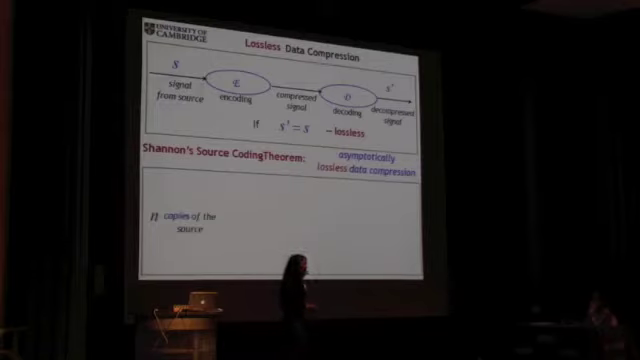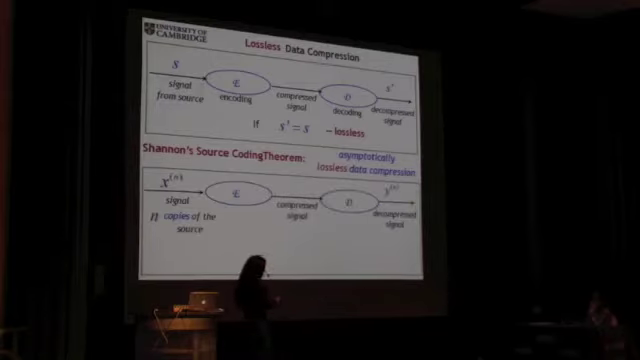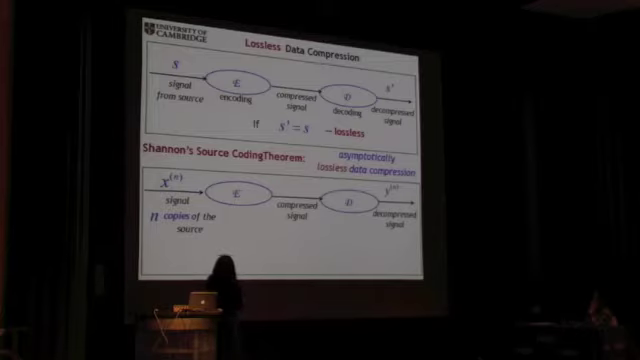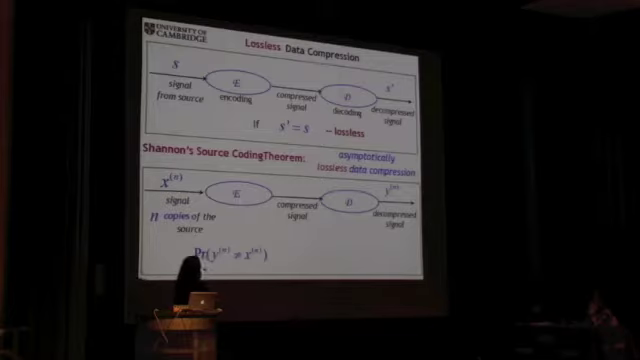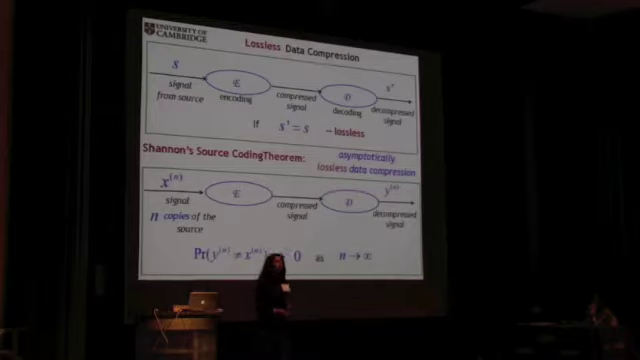So what happens here is one considers n copies of the source, and say the signal emitted by it is X to the n, and let the final decompressed signal be Y to the n. Then one requires that the probability that Y to the n is different from X to the n goes to 0 in the asymptotic limit, that is, as n goes to infinity.